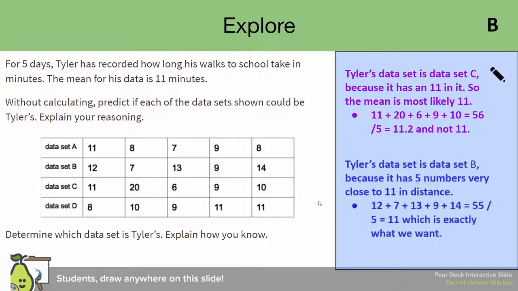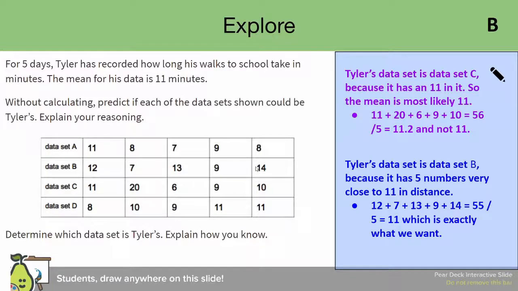The next student statement said that Tyler's data set is data set B because it has 5 numbers very close to 11 in distance. Now, logically speaking, it is important that your numbers are very close to 11. However, it is more important that there is a balance between your numbers and their distance to 11 from the left and the right side. So let's take a look at it and see what happened with set B.